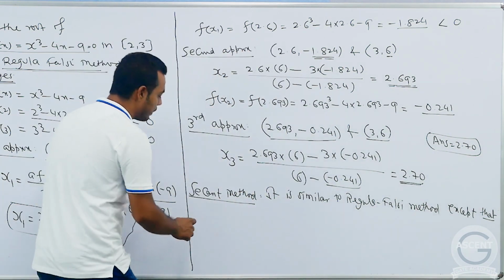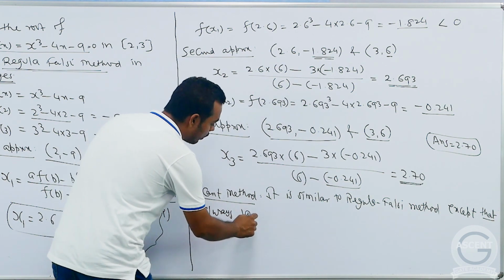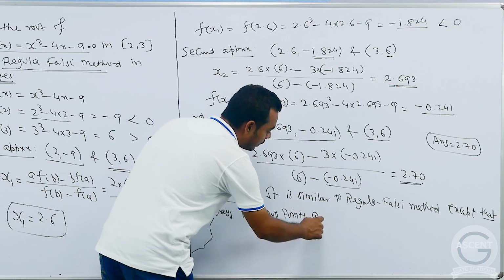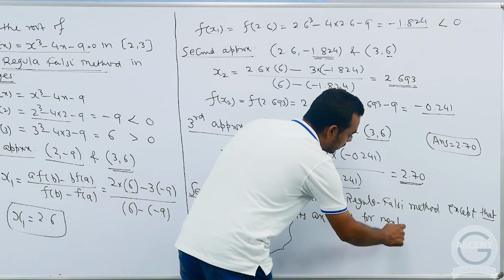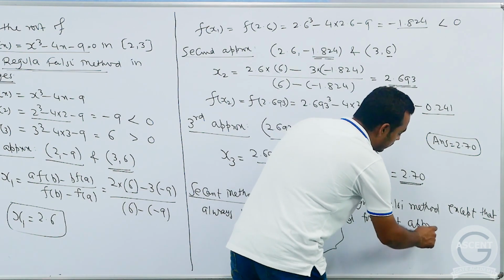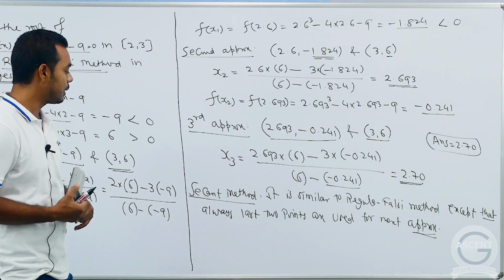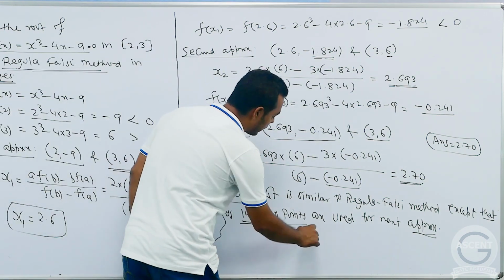So except that always the last 2 points are used for the next approximation. So this is the basic difference between secant method and Regula falsi method. In secant method, always the last 2 points are used for the next approximation.